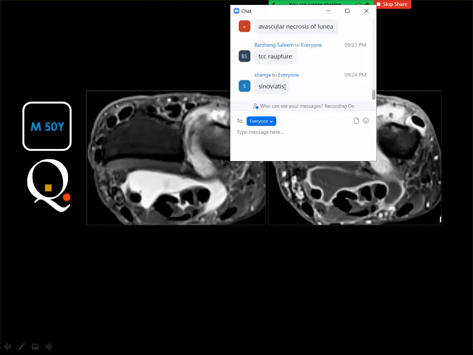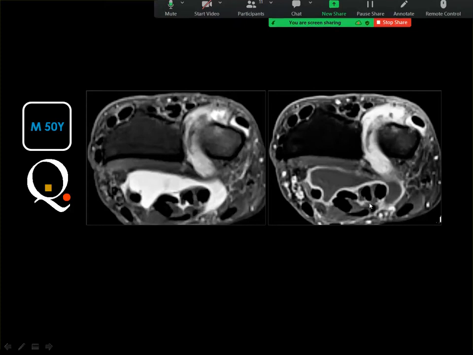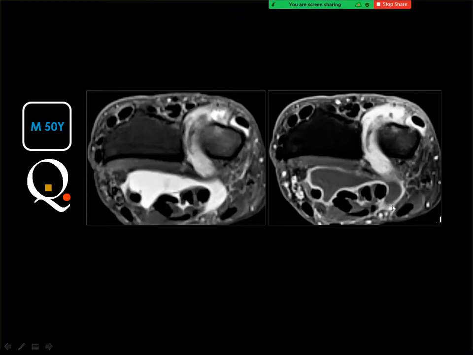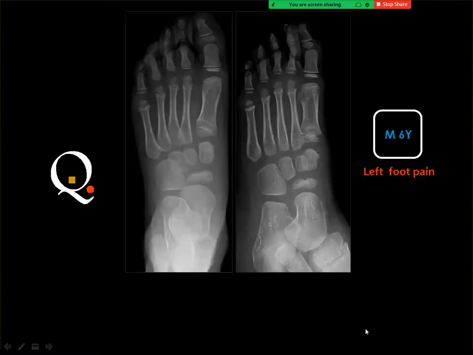joint. Yes, and this is synovitis, and the most common type of synovitis in this area is due to rheumatoid, and there you can easily appreciate the degree of synovial thickening and enhancement, which is diagnostic of synovitis and effusion, commonly seen in cases of rheumatoid arthritis.